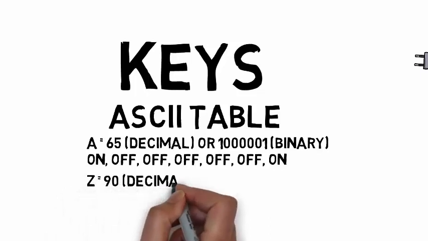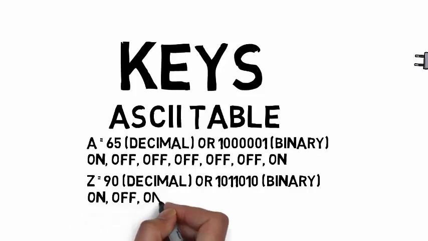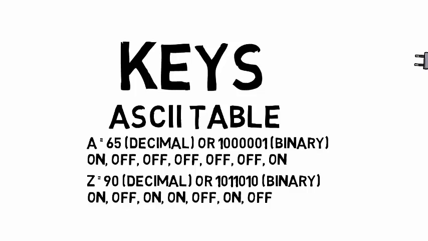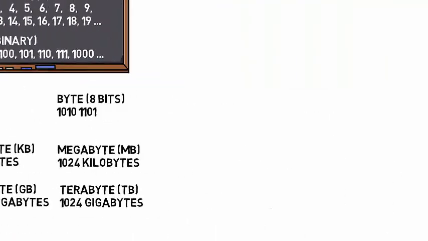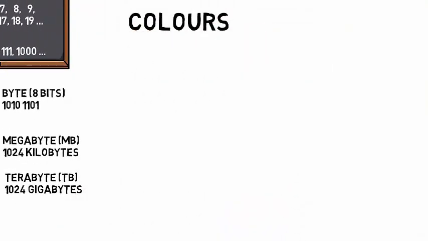Z would be 90 in decimal, or 10111010 in binary, on, off, on, off, on, off. Even images and colors can be represented by numbers.